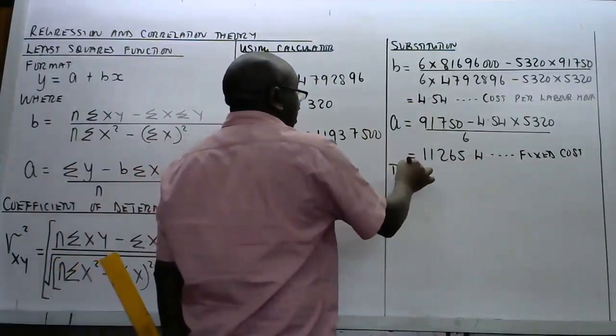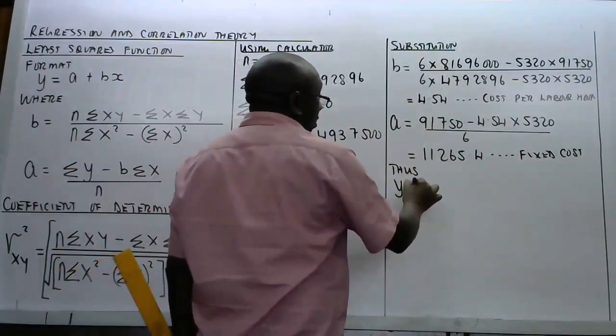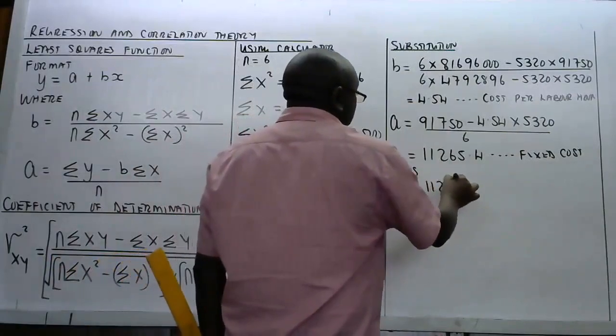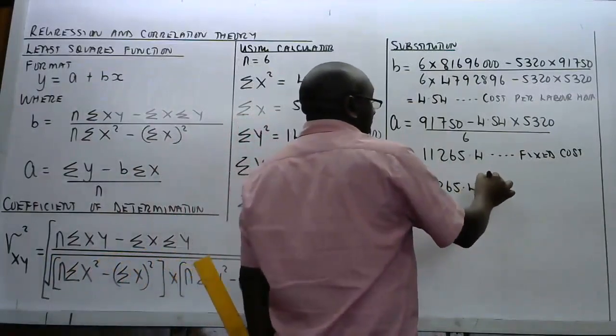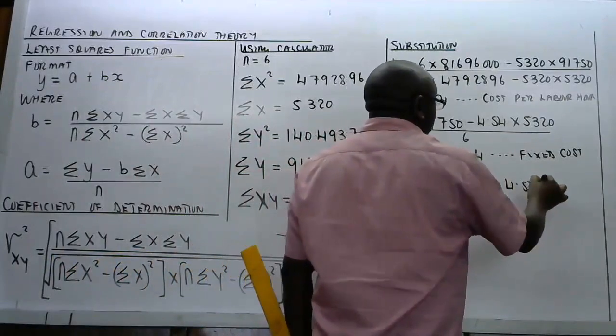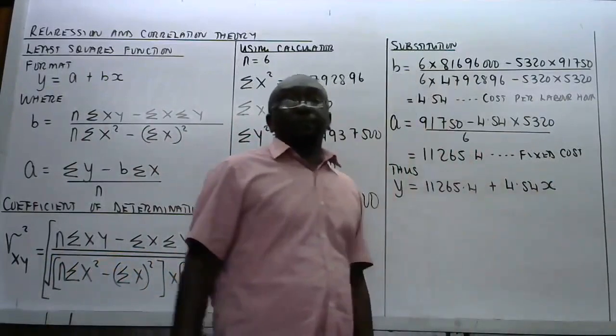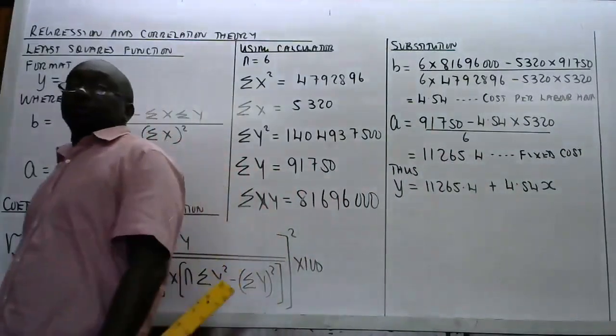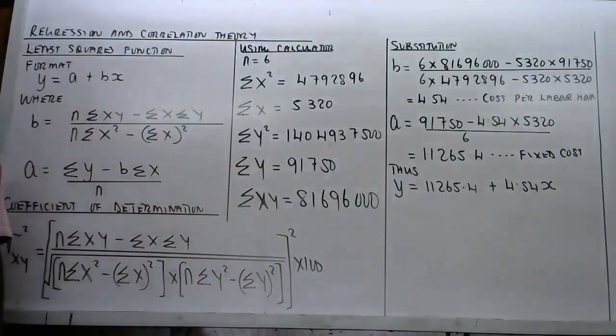Thus, y will be equal to 11,265.4 plus 4.54x.